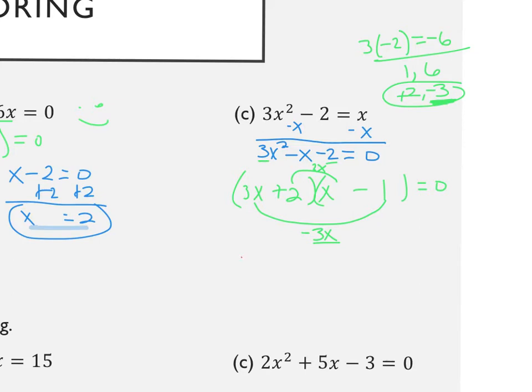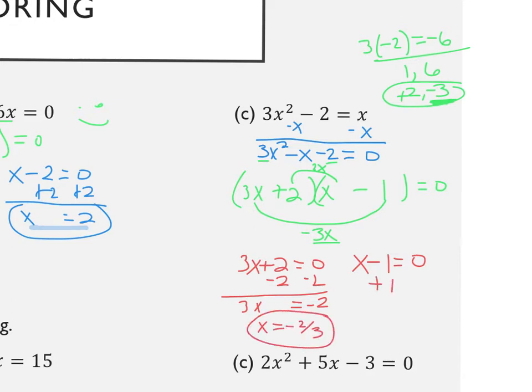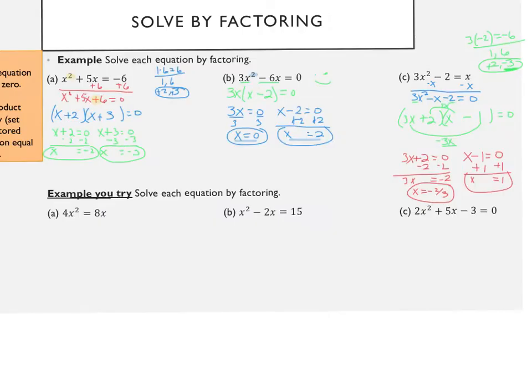Okay, so now we just set each of our factored pieces equal to 0 and we solve for x. So subtract 2 and then divide by 3. So x will equal negative 2/3. And over here, x equals 1. Now take a minute and try the example you try.